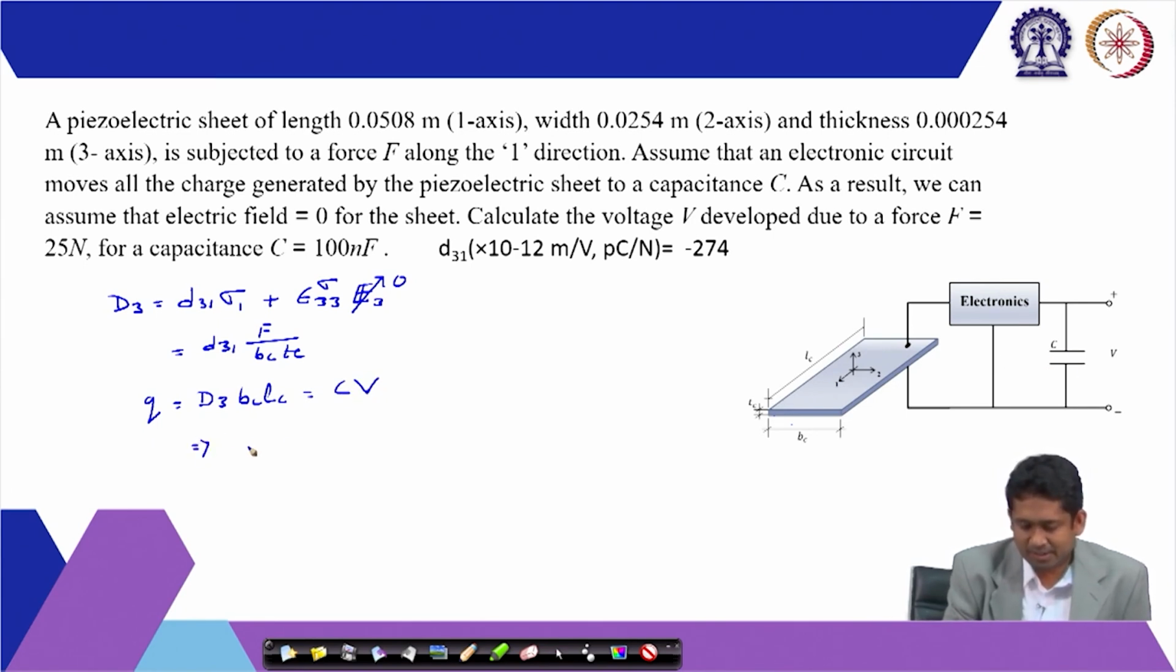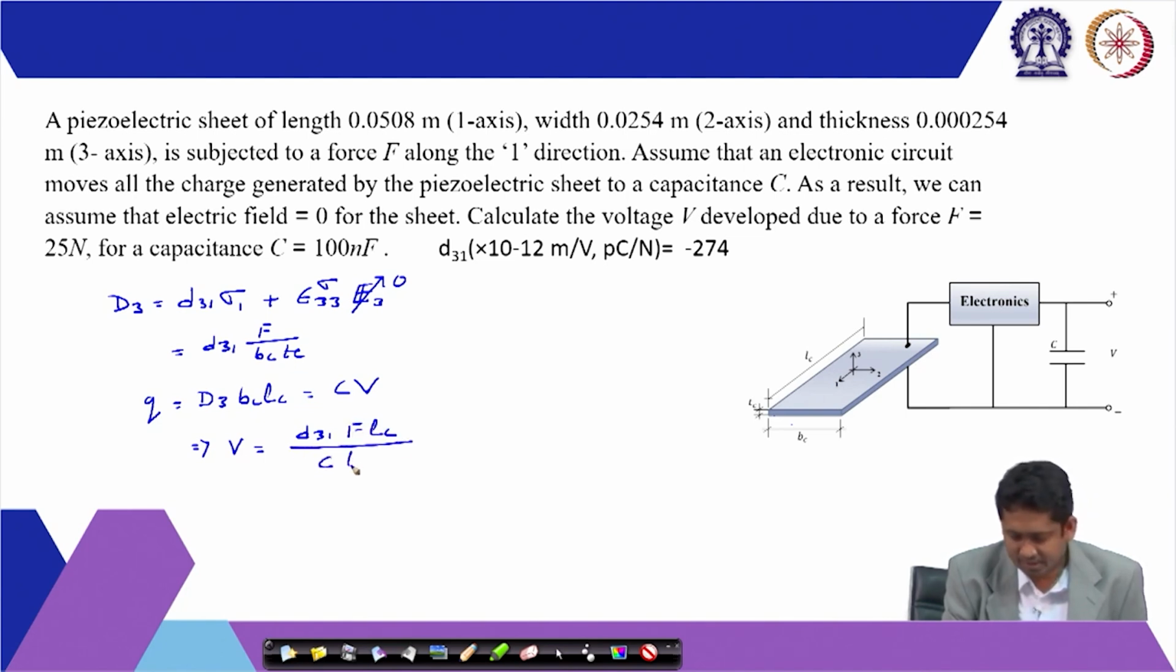So, we can simplify this and write voltage is equal to D31 multiplied by F, LC, divided by C TC.